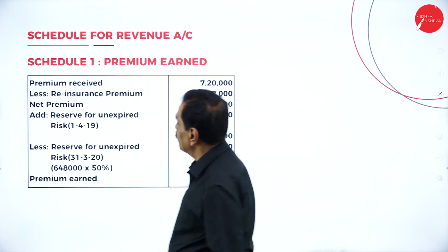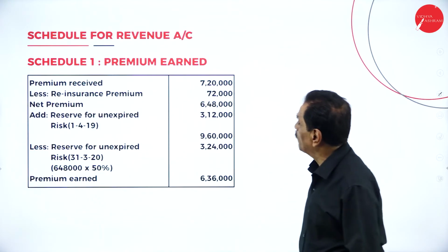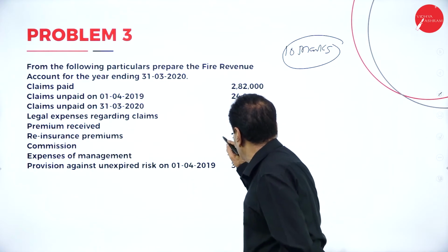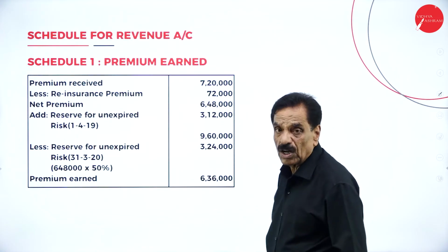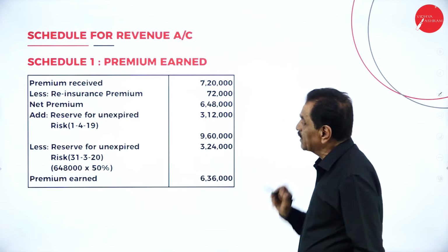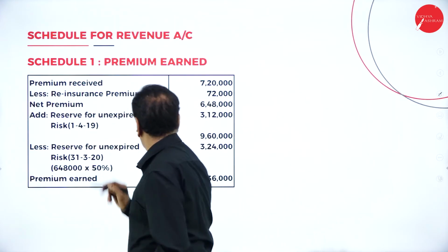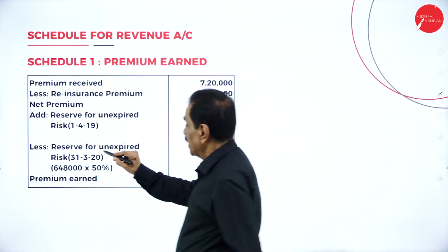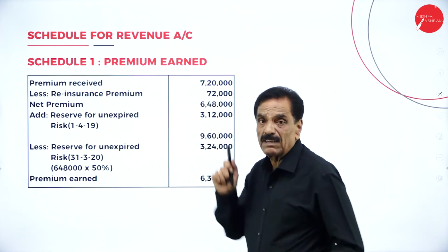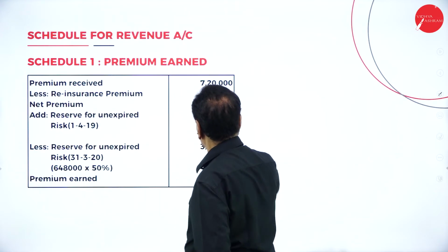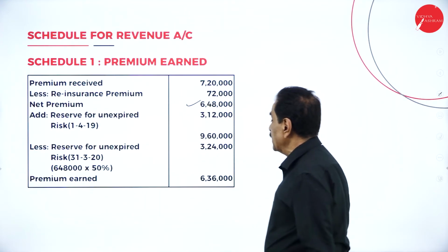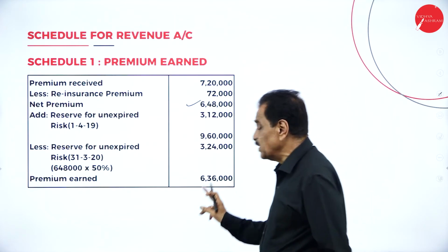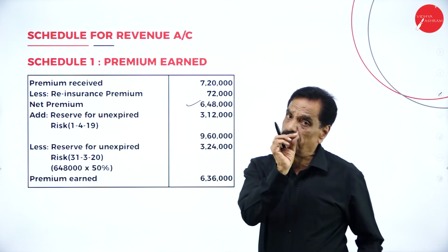We'll go to the problem now. Premium received 7,20,000, minus reinsurance premium 72,000, comes to 6,48,000. Add reserve for unexpired risk, 3,12,000, should be added. Less reserve for unexpired risk at the end of the year, 50% of the premium, 6,48,000, so 3,24,000, should be deducted. So the balance, 6,36,000, is the net premium.